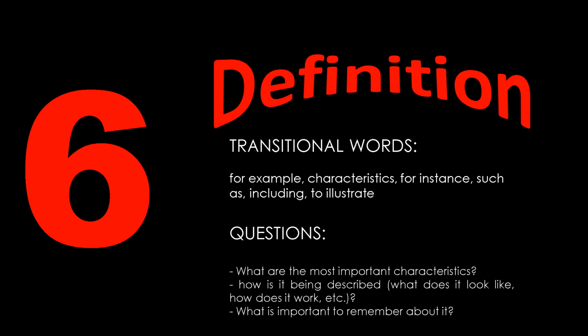Here are the transitional words you can use. For example, characteristics, for instance, such as, including, and to illustrate. To guide you on what information you need to include in your essay, you can ask the following questions. What are the most important characteristics? How is it being described? Or what does it look like? How does it work? Or others? What is the important thing to remember about it?